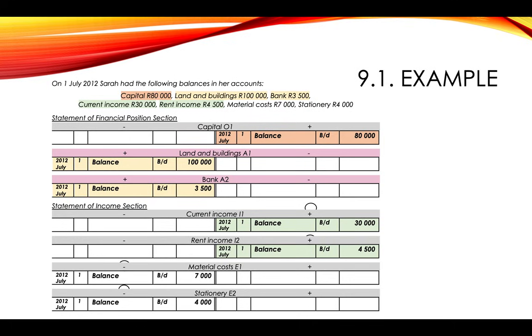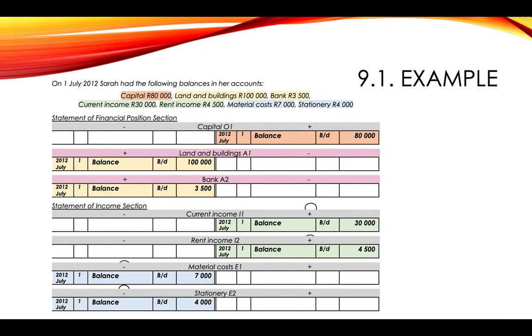Current income and rent income are both income accounts. We've already circled the plus, showing that we need to enter these entries on the credit side. So for current income, we will credit 30,000 as the balance brought down, and for rent income, we will credit 4,500 as the balance brought down. This just means that so far this year, we have earned these amounts as our income.